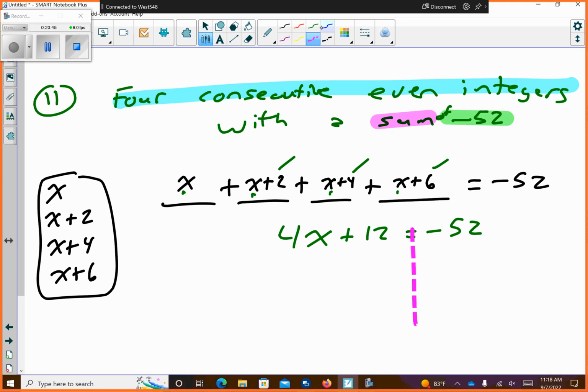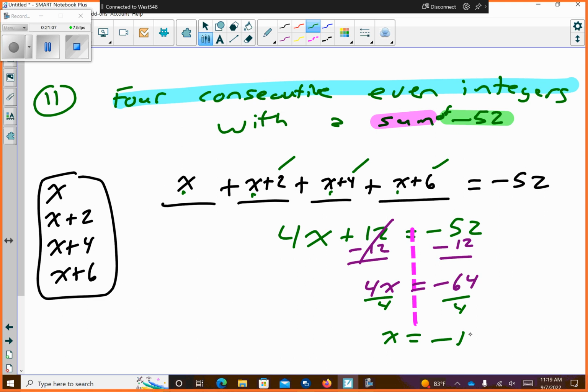All right. So let's start solving this. Subtract 12, subtract 12. Something costs $52. Something costs $12. How much do you owe? You owe negative 64. Okay. Last step, divide by 4, divide by 4. So the answer is going to be negative. What do we get? That's 16.